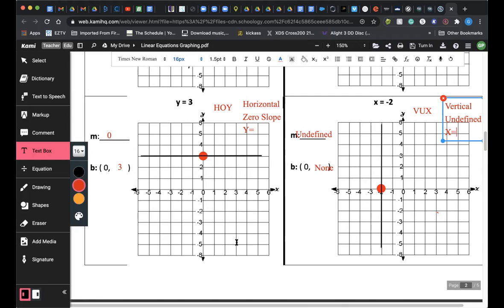Okay, so horizontal, 0 slope, y equals; vertical, undefined, x equals. All right, questions about the different kinds of slope? There are 4 different kinds of slope.